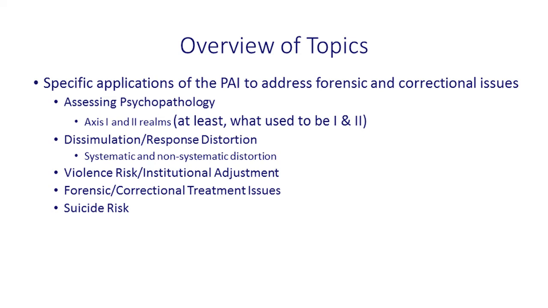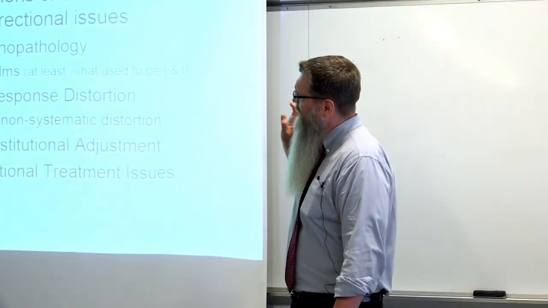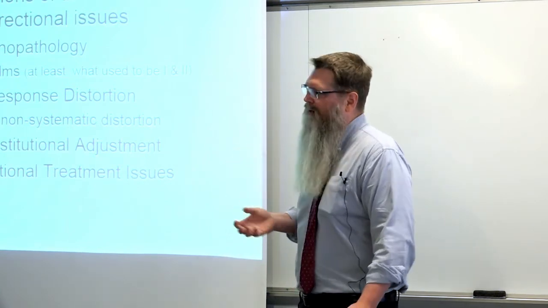And then we'll move into actual kind of specific things related to applied work in terms of assessing psychopathology. What does the PAI tell us about what we used to call Axis 1 and Axis 2 types of mental health issues? And that'll take us probably to the end of day 1.